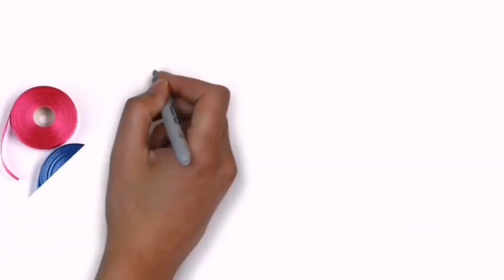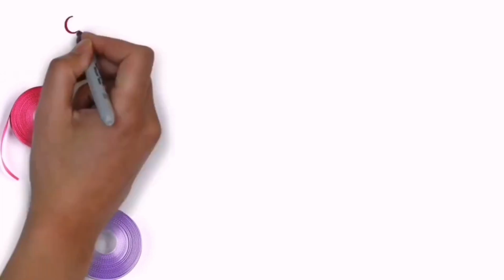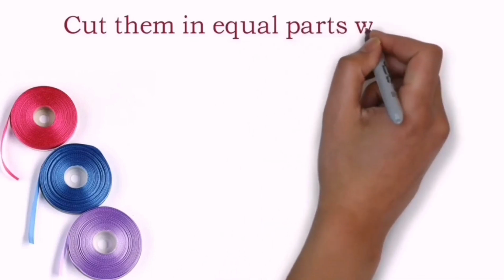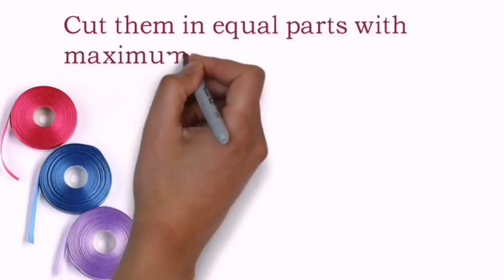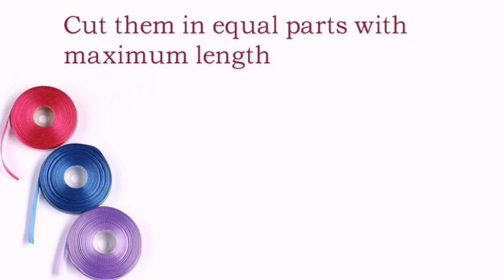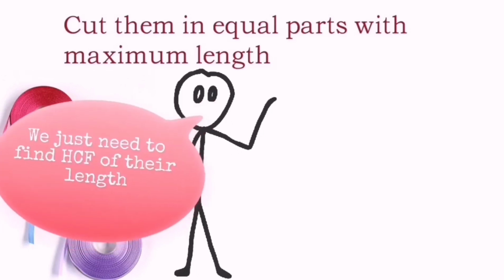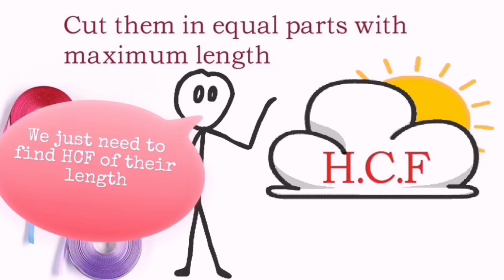Yes, of course. Let's consider 3 ribbons given to you, and they all have different lengths. Now you have to cut these ribbons into equal parts of maximum length, so that once you cut them nothing will be left over. In this condition, what do you think can be done? Any idea? Yes, of course, say thanks to HCF, and that is why learning HCF is important.